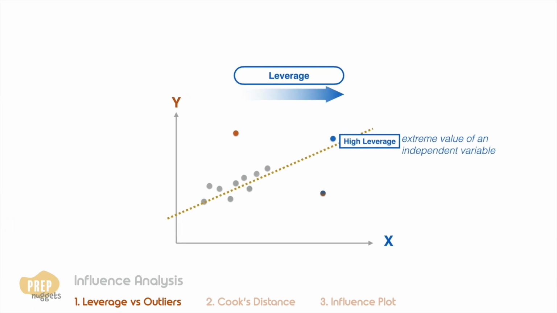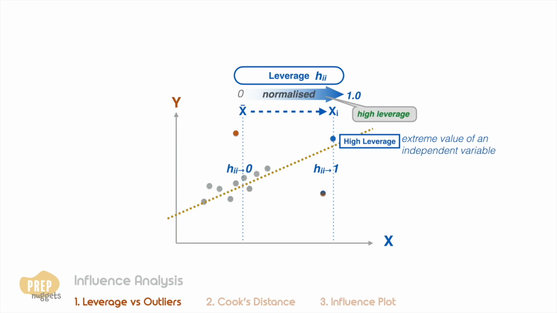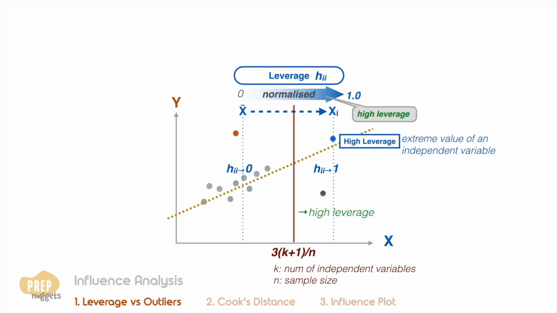A high leverage point can be identified using a measure called leverage, denoted by the letter H. For a particular independent variable, leverage of a particular data point measures the distance between its value and the mean value of that variable. Leverage is normalized between 0 and 1. High leverage points have a leverage factor closer to 1, while low leverage points are closer to 0. The higher the leverage, the more influence it can potentially exert on the estimated regression. A useful rule of thumb is that if the leverage measure exceeds this value, then it is a high leverage point and is potentially influential.